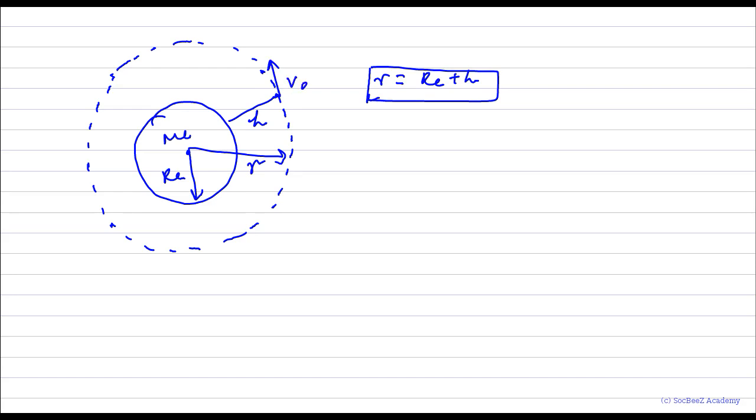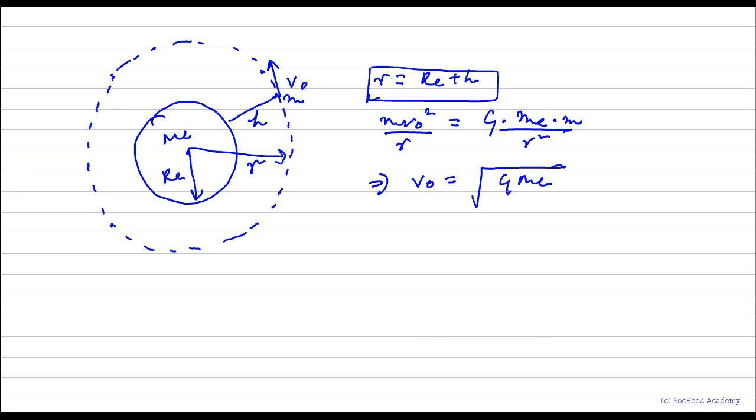What I just need to do is equate the centripetal force, that is m v naught square upon r, where the satellite has mass m. This centripetal force is being provided by the gravitational force of attraction between the Earth and the mass, so that is equal to G into Me into m upon r square. So this gives me v naught as root over G Me upon r.